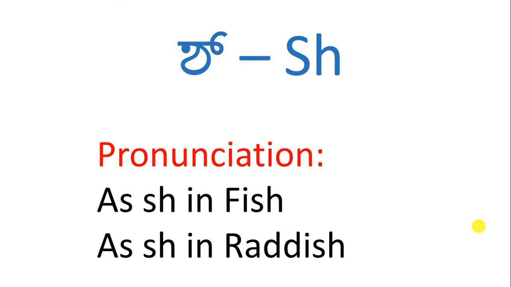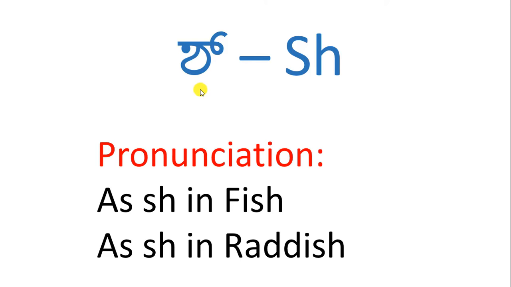The next root consonant is sh. The way you pronounce it is as SH in fish, SH in radish. Fish without the F and I would sound like sh. And radish without all these letters would sound like sh. And that is how you pronounce this root consonant, sh.